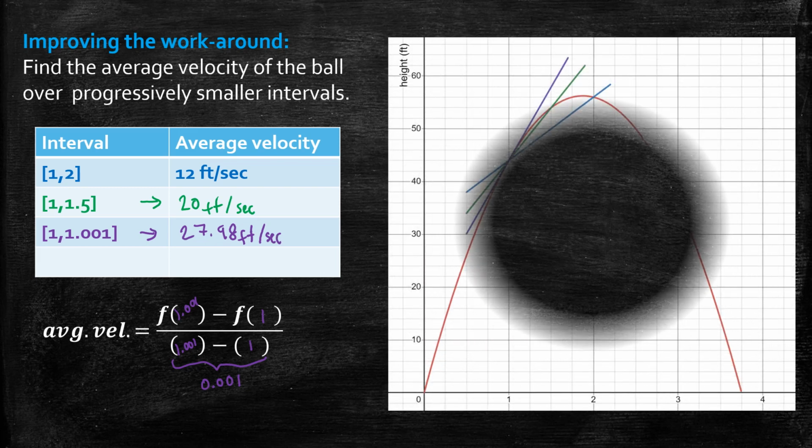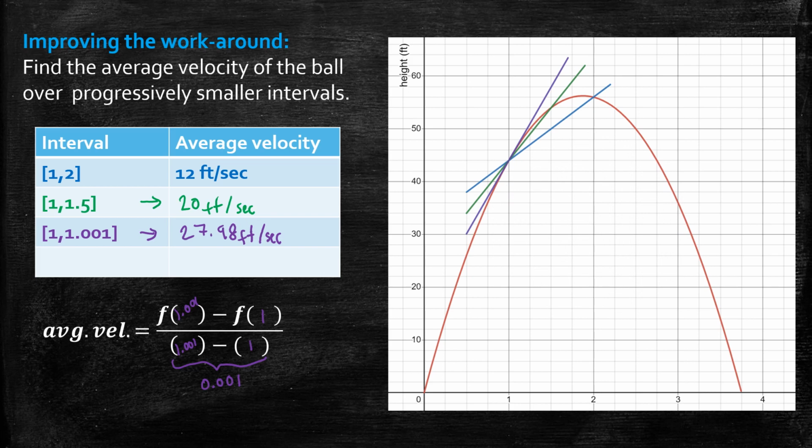So let's look at the 3 scenarios. We worked out from the slide before that this was 12 feet per second. And the green looks like a little more accurate, 20 feet per second average velocity. And then the purple, 27.98 feet per second. And now if we look at, let's bring the tangent line back in.